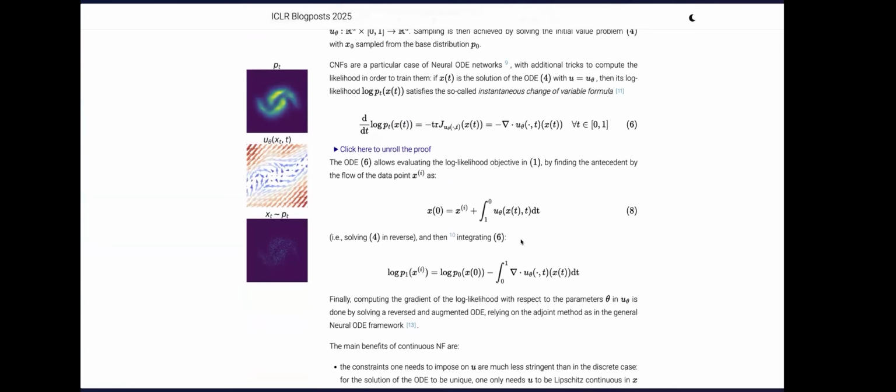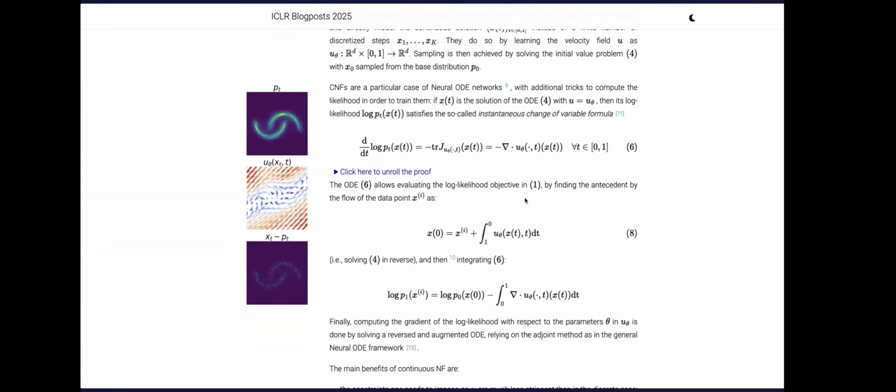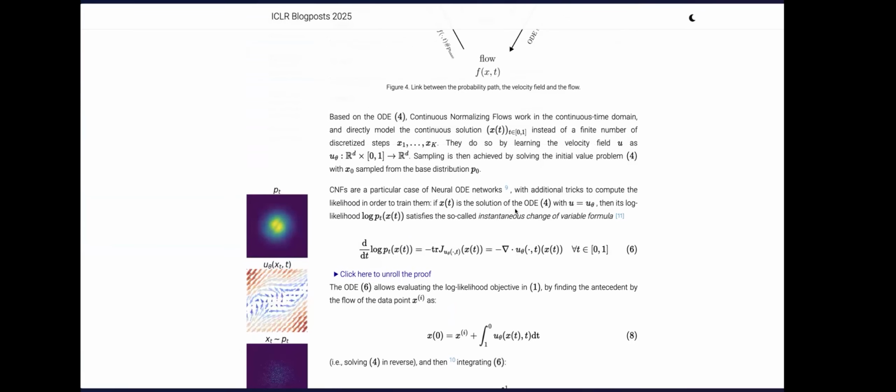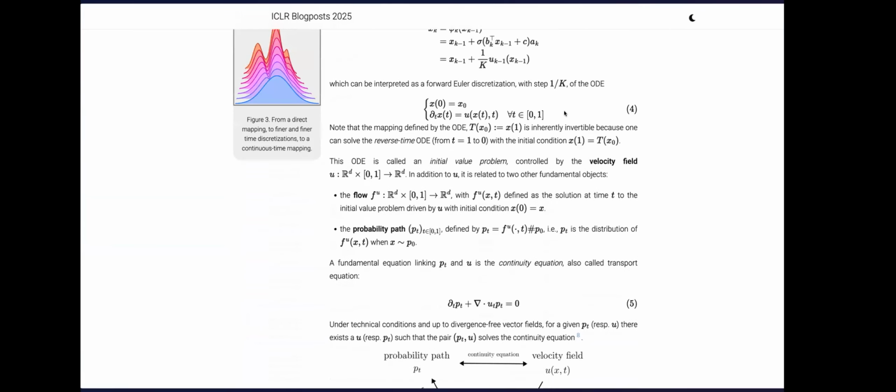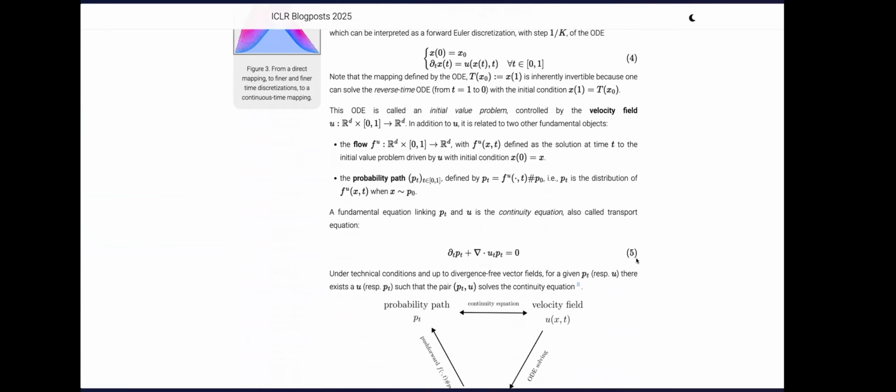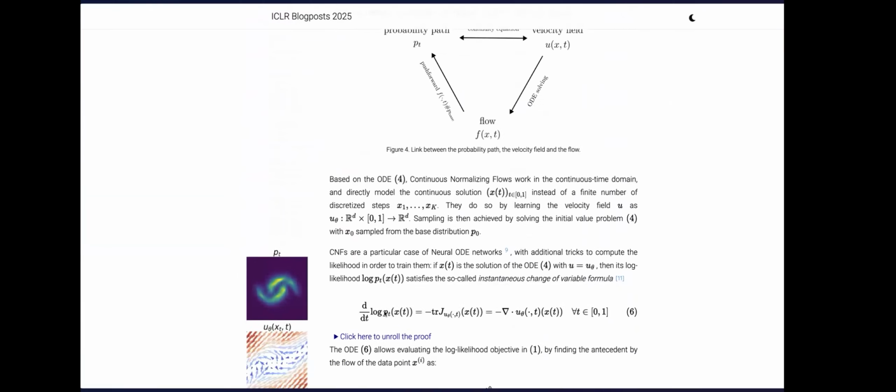But still, we need to solve ODEs, right? We need to solve ODEs to get a new sample, because we need to integrate this equation, and we need to integrate this equation during training. Why? Because we want to maximize the log likelihood. This is the equation for the log likelihood, but it's a differential equation, so we need to solve that, right?